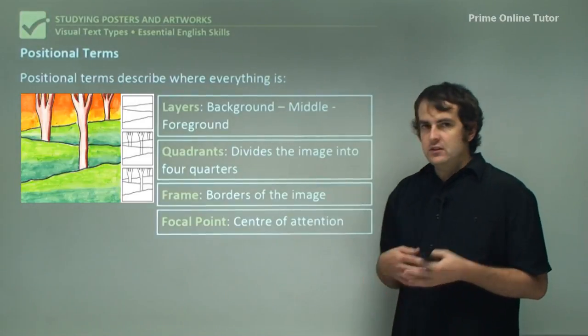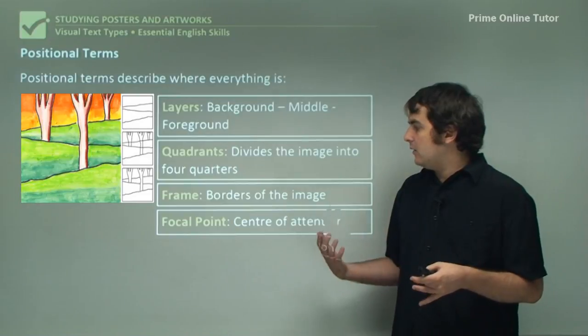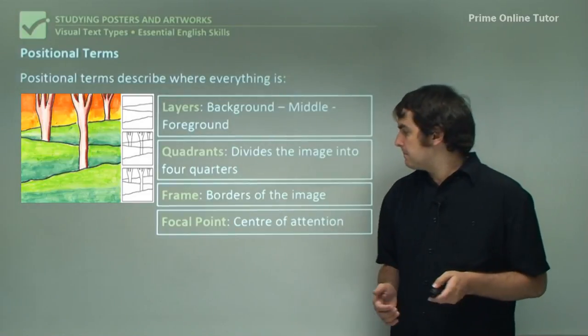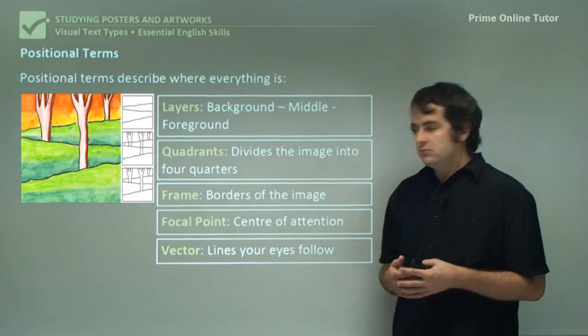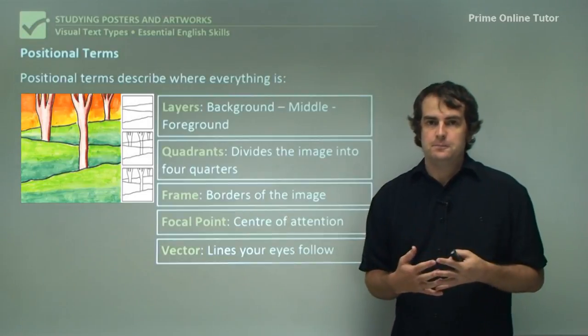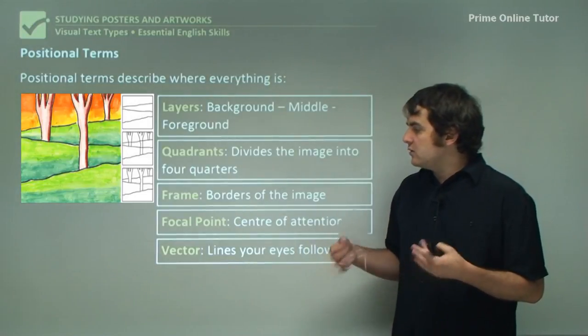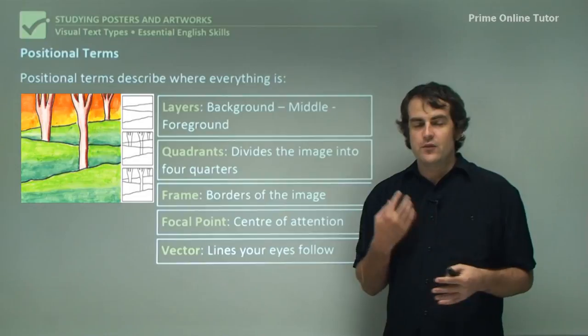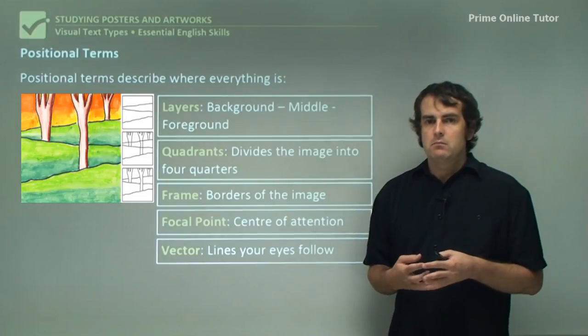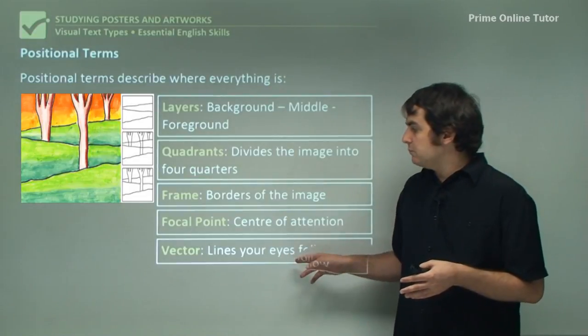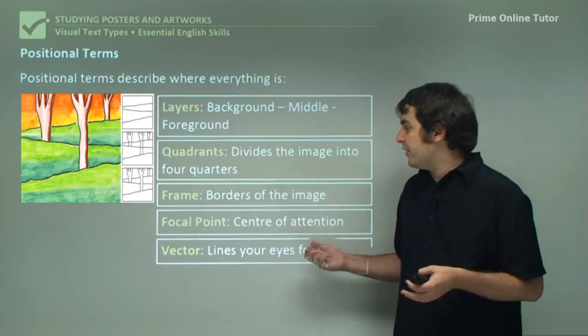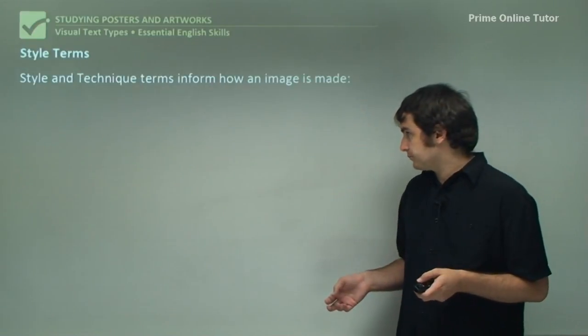The focal point, so the center of attention. So what is the most important point? The vectors, so the lines which you follow. So in terms of an image or a poster or an artwork, where you're basically looking beyond the focal point, which we mentioned before.